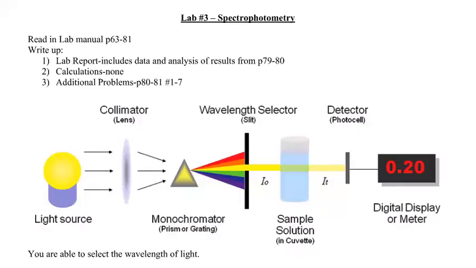All right, so we are on lab 3, and this is spectrophotometry. Some of you have probably used this, some maybe not, but this is all about how light or electromagnetic radiation can be used and quantified in how it interacts with molecules. This is in your lab manual. You have your reading, page 63 to 81, and then your write-up, you're going to have a lab report.